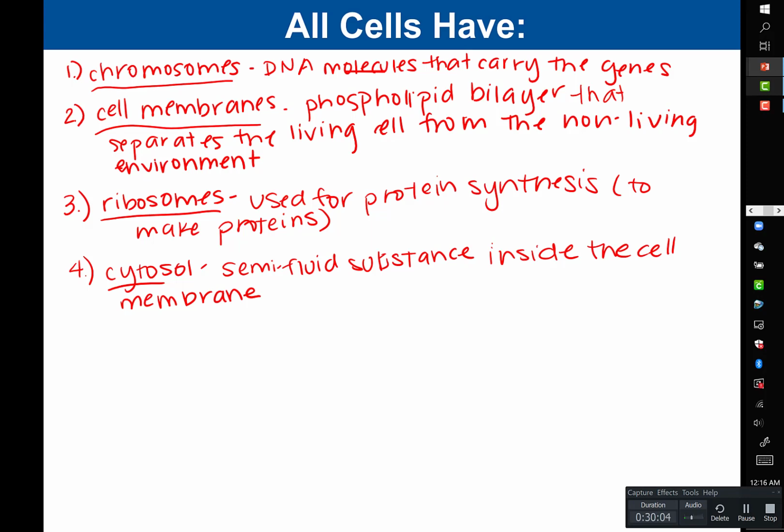And so these are things that all cells have. So now what we're going to do is go through and tease out and figure out what makes cells different, meaning how do we classify something as being domain bacteria versus domain archaea? What are the differences between those cells that allow us to classify them that way? And so that's what we're going to look into.